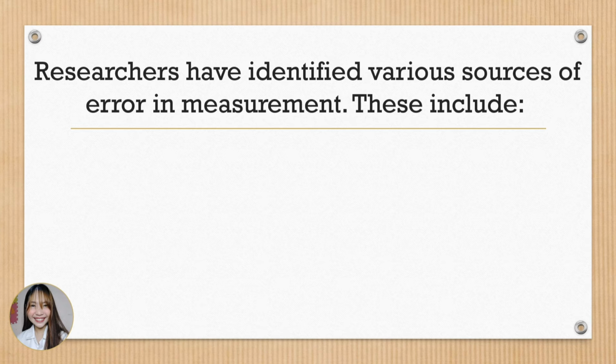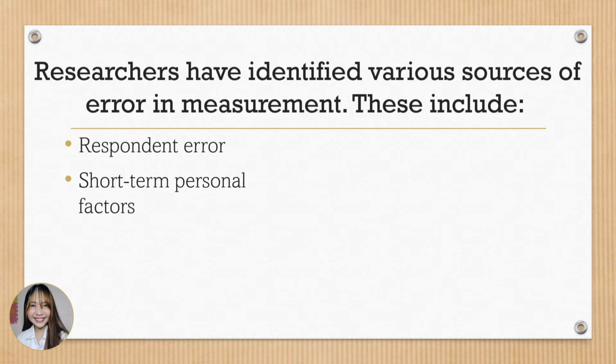Researchers have identified various sources of error in measurement. These include, first, respondent error. This error is about the test score, which could be influenced by respondent characteristics such as intelligence and education. Next on the list, we have short-term personal factors such as fatigue, stress, and anxiety. Next one, we have situational factors. These are the noise in the surroundings and the presence of other people.